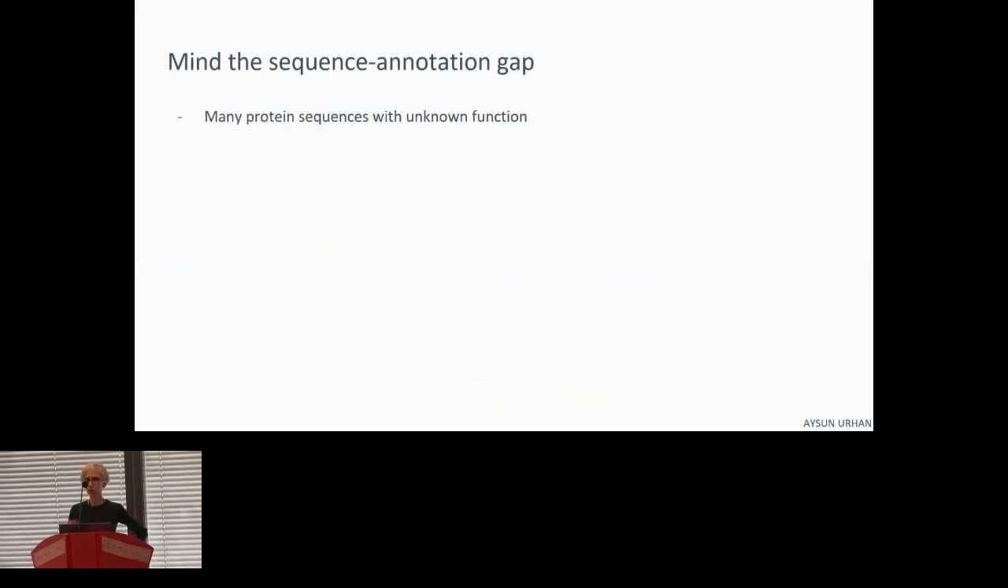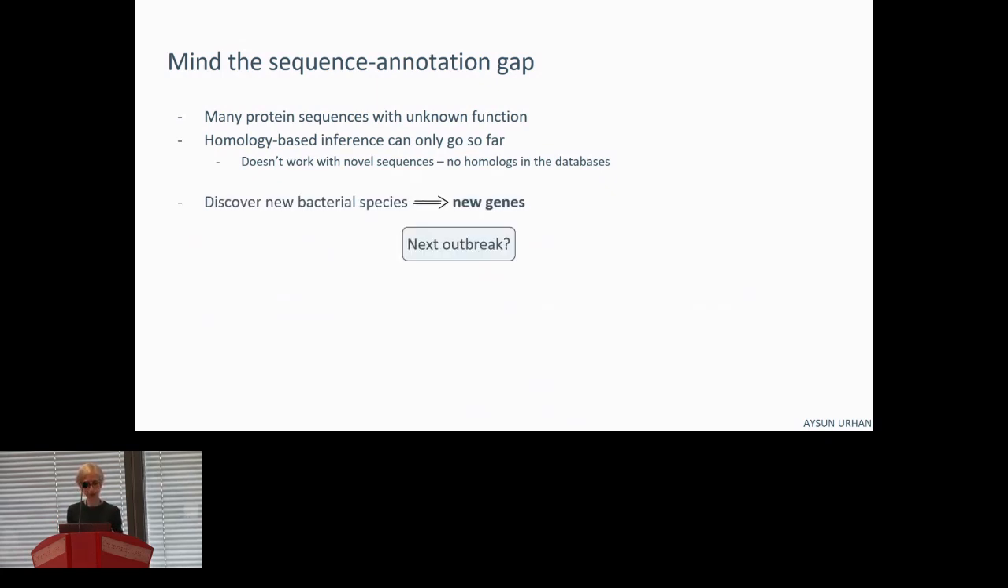Just a quick recap. We know what we're all here for. We know there's a lot of proteins out there that we've sequenced, but we don't know their function, especially when the amino acid sequence itself has no homologs in the known databases. It's a completely new protein, and we need alternative ways to predict the gene function.